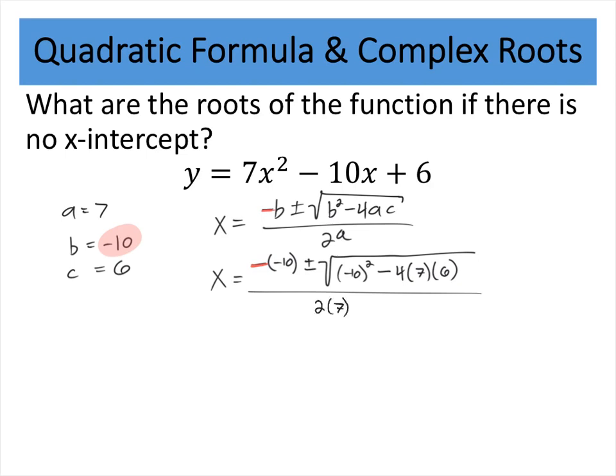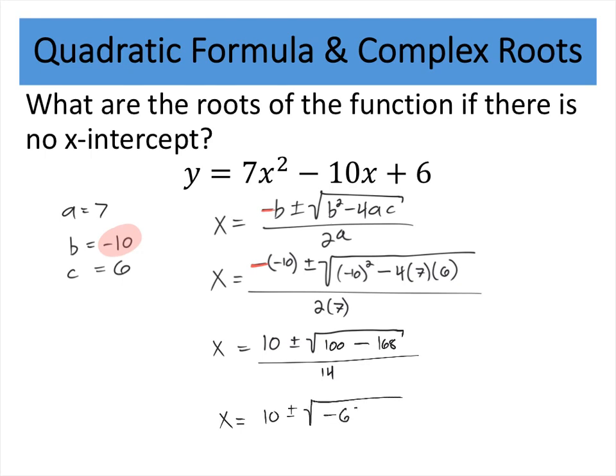And a is 7. And simplifying, double negative on 10, negative times a negative is a positive, so we get 10 plus or minus the square root of 100 minus 168 all over 14. And then x equals 10 plus or minus the square root of negative 68 over 14.